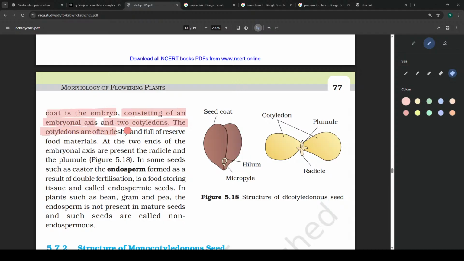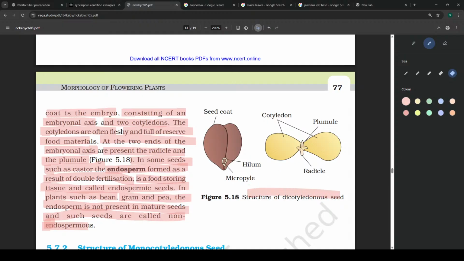The cotyledons are often fleshy and full of reserve food materials. At the two ends of the embryonal axis are present the radicle and plumule. In some seeds, such as castor, the endosperm formed as a result of double fertilization is a food storing tissue, and these are called endospermic seeds. In plants such as bean, gram, pea, the endosperm is not present in the mature seeds, and such seeds are called non-endospermic or exalbuminous seeds. Endospermic seeds are called albuminous seeds.